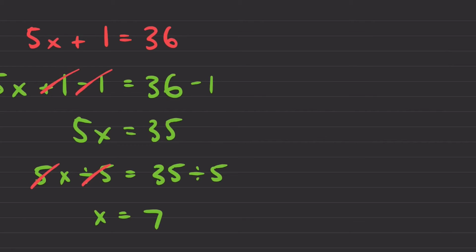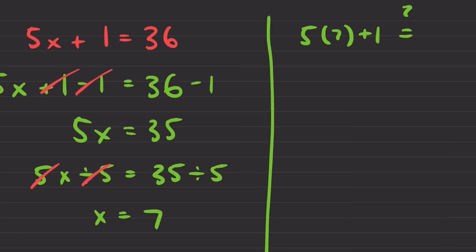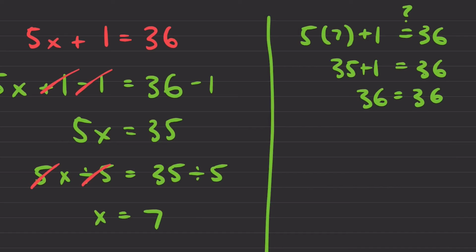All right. So I want to show you just one way that we can be sure that we're correct. So if we wanted to double check our answer, make sure that we did everything right, well, we can always verify. So what we can do is we can write 5 times 7 plus 1. Is that equal to 36? Question mark. Well, 5 times 7 is 35, plus 1 is 36, and 36 is indeed equal to 36. So we give ourselves a little check mark. Awesome.